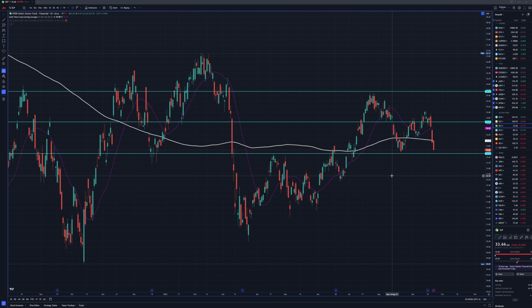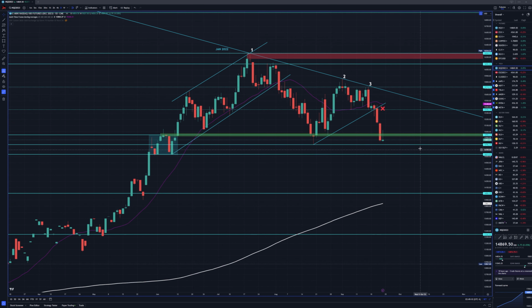So be really careful. Be really careful because I can see we broke down the structure on the technical side, with the fundamentals backing up this move to the downside. So I can see more downside coming, maybe not super strong in momentum, but I can see the Nasdaq going lower next week.